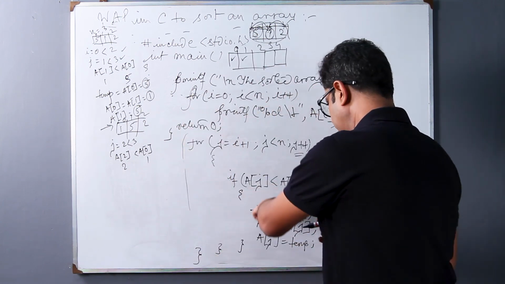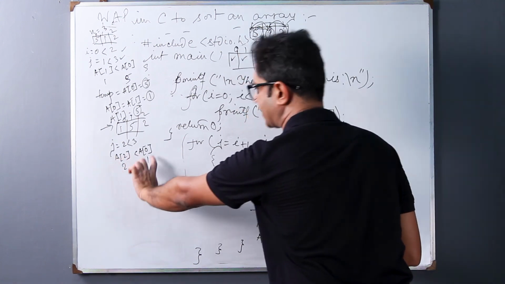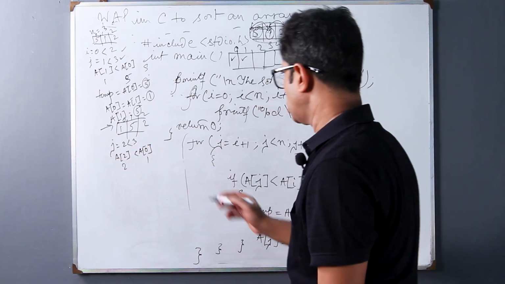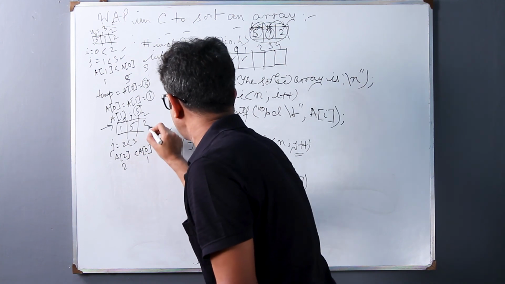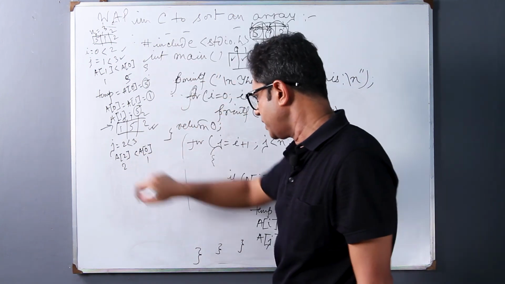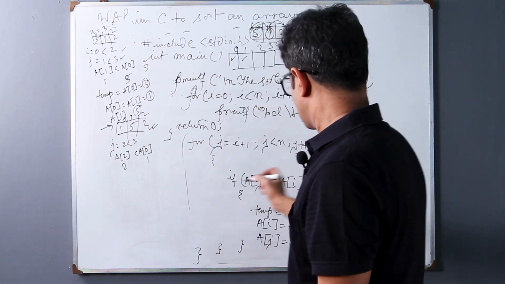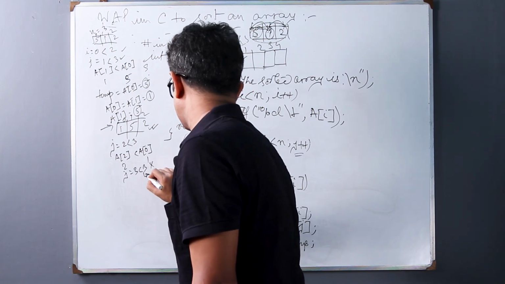So swapping takes place only if this condition holds, that if aj is less than ai. So aj is not less than ai, the swapping will not take place. So the array remains the same. I am not drawing the array again in order to save some space. So now j is incremented to 3, which is not less than 3, the condition is not satisfied.